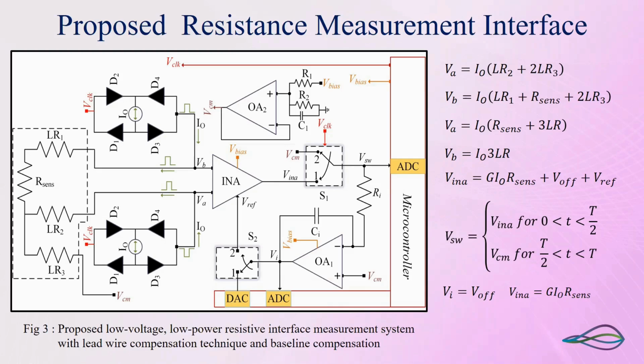And using a DC servo loop in the feedback path, we give it back to the reference pin of the INA. And using this, the output of VINA is free of the baseline resistance of the sensor and the offset as well. And since we are using phase sensitive detection at the switch, the circuit is also offset insensitive to the operational amplifier OA1.